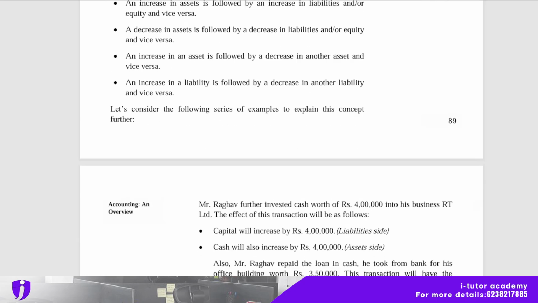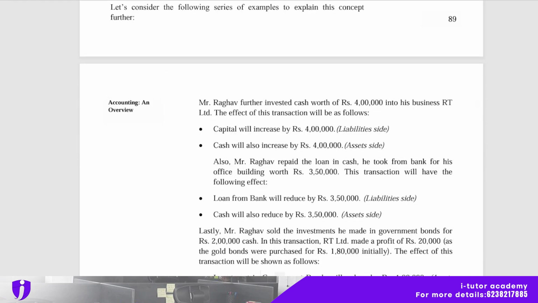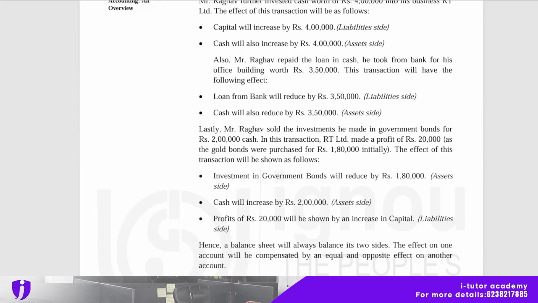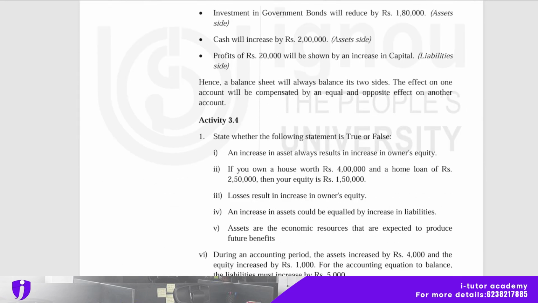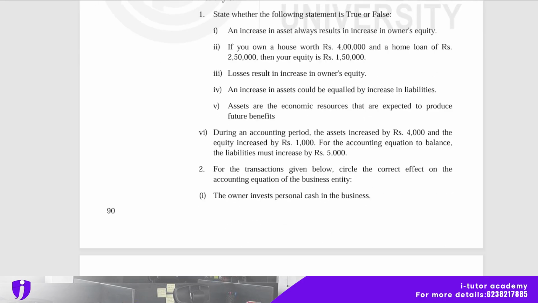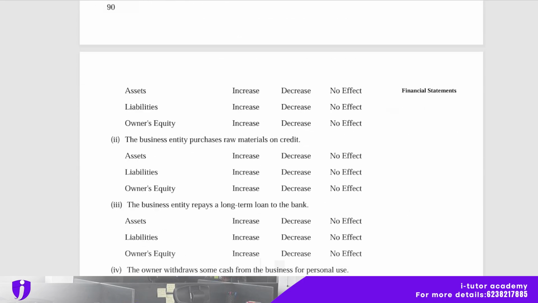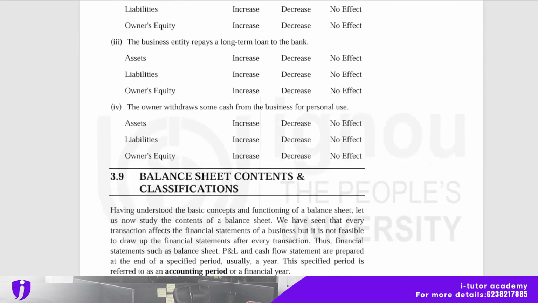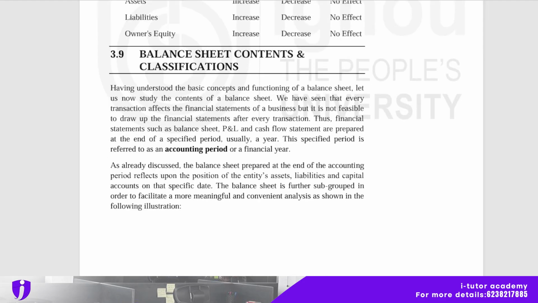So let us consider the following series of examples to explain this concept further. Okay, so here is again the same example. It explains the concept, and the activity is also there. You just go through your IGNOU material and try to answer this activity also. And balance sheet contents and classifications.